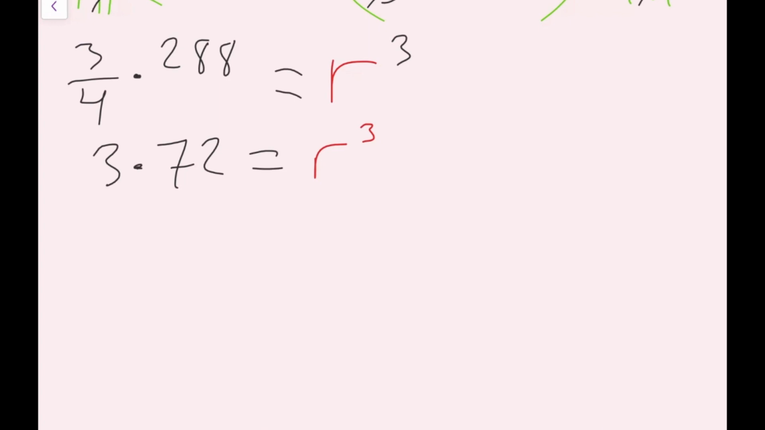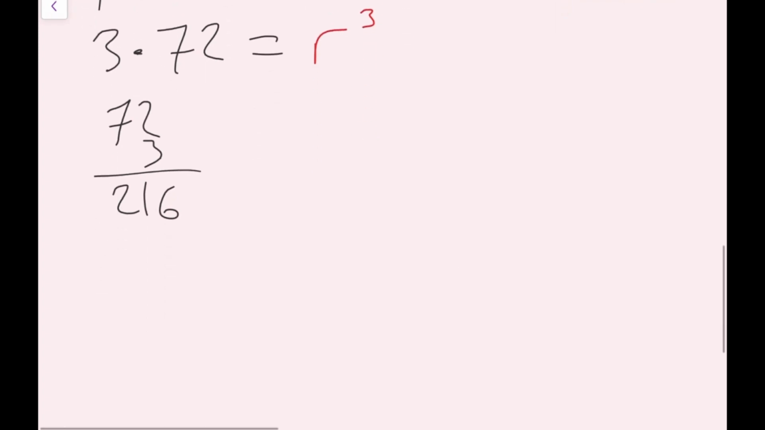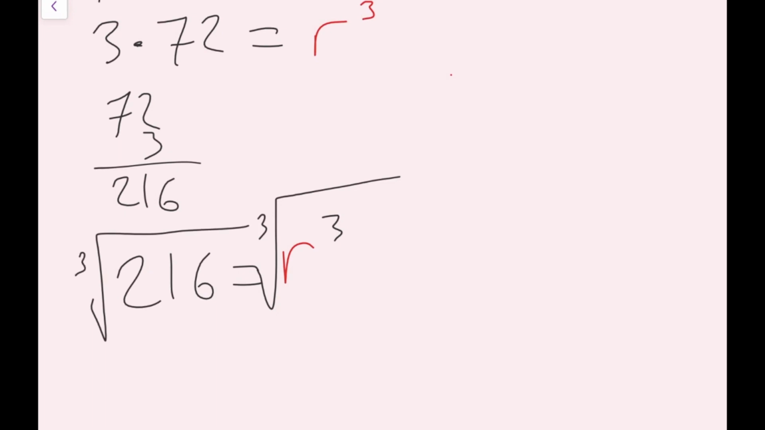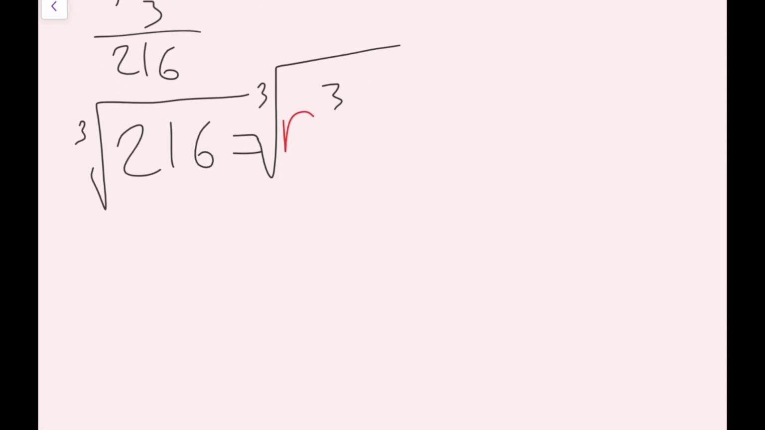And then I can just multiply 72 by 3 to get 216 right there, which is lucky for us because 216 is a perfect cube. So we do 216 is equal to r cubed right here. And then to cancel out something that's being cubed, we take the cube root of both sides. And I know that the cube root of 216 is 6. So 6 is our r value here.